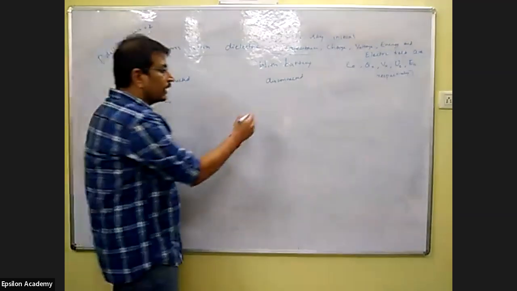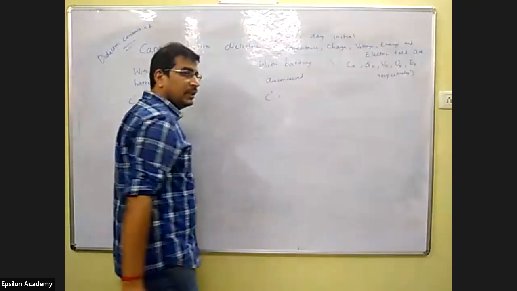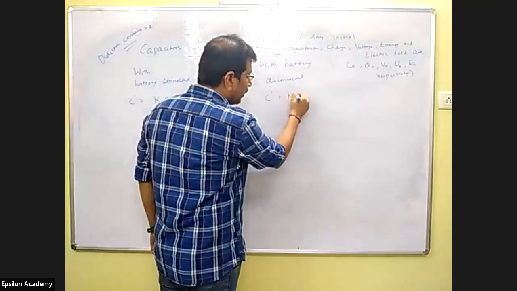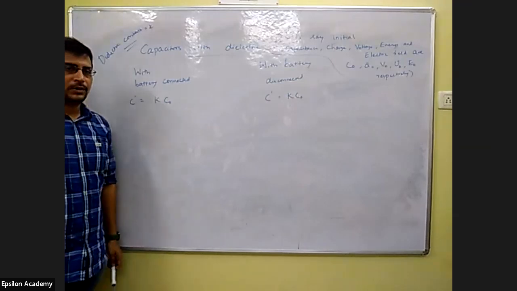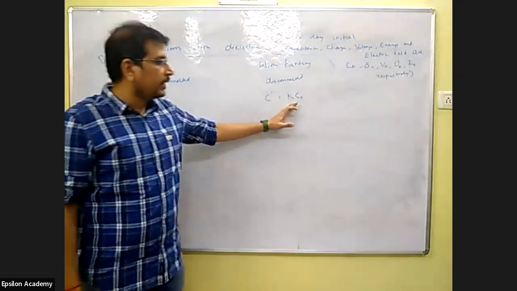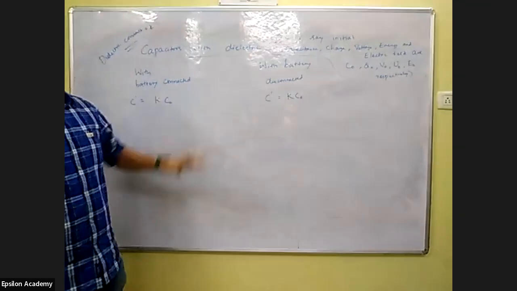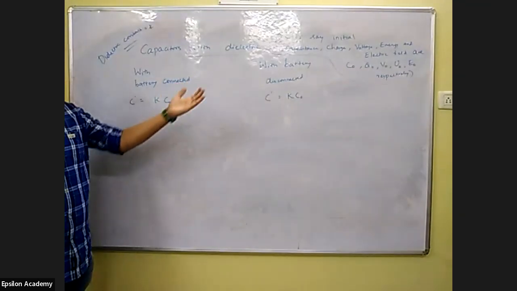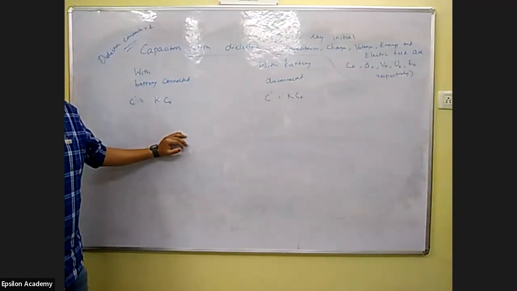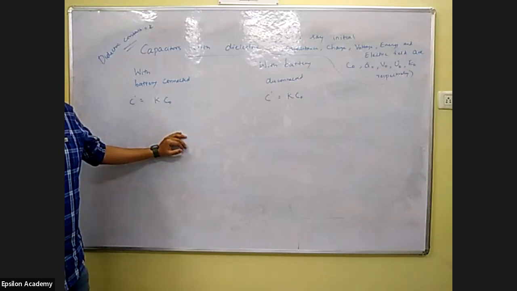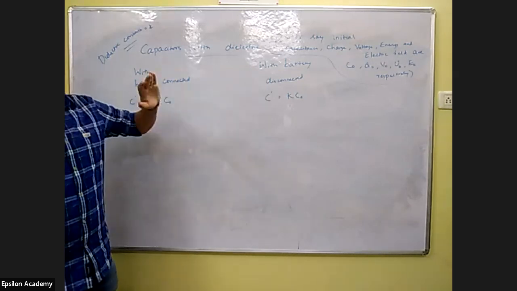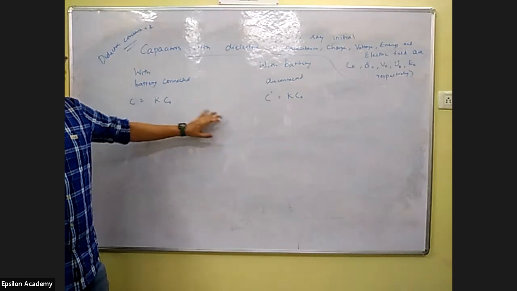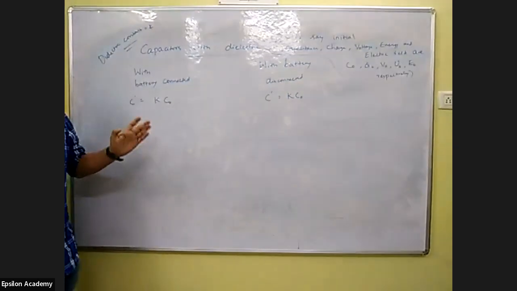And what do you think will happen here? C dash will be the same, K into C naught, because capacitance is a property of that material. So it is going to get multiplied whether you connect a battery or disconnect. This is a device that you buy from the shop, and it has nothing to do with whether you connect a battery or not. Its capacitance is fixed, like how a water bottle's capacity is fixed. Is it clear? So this is the first point to be noted. In both cases, it is the same.